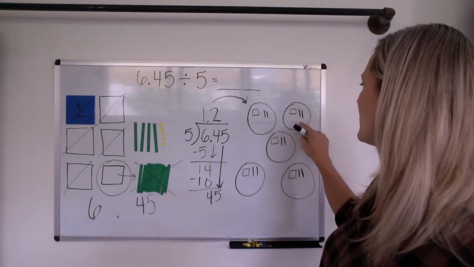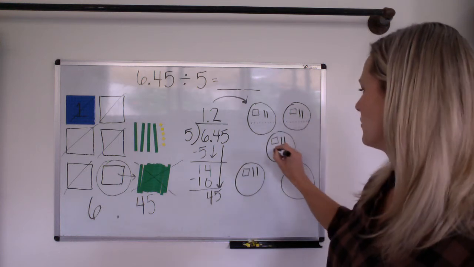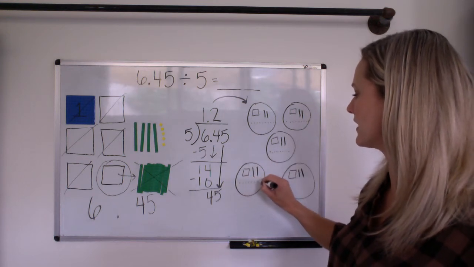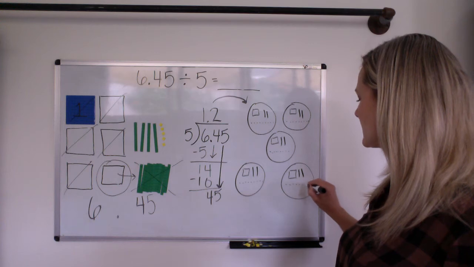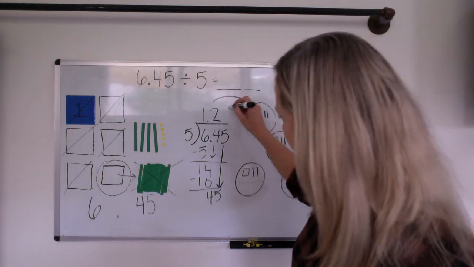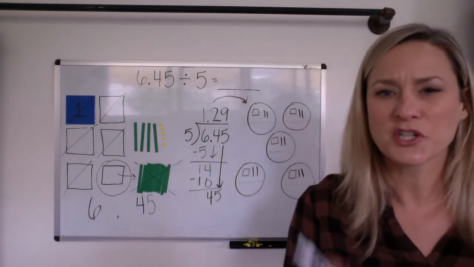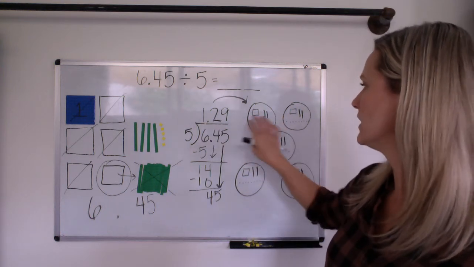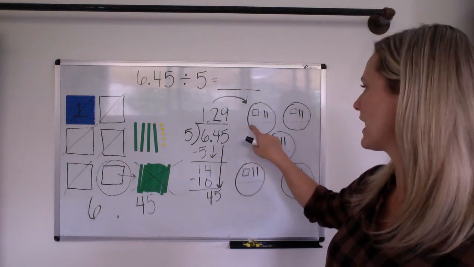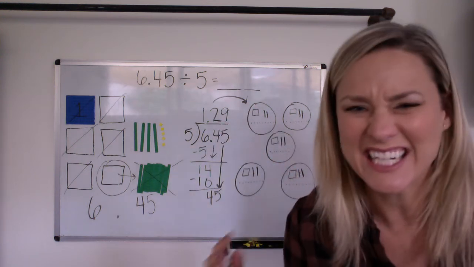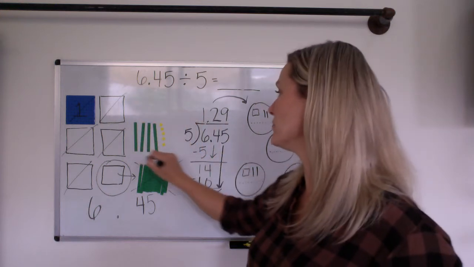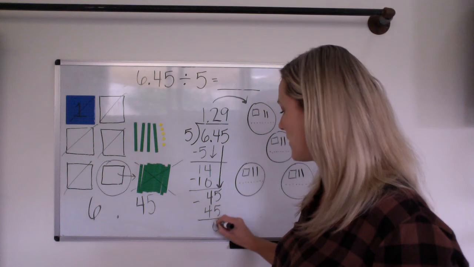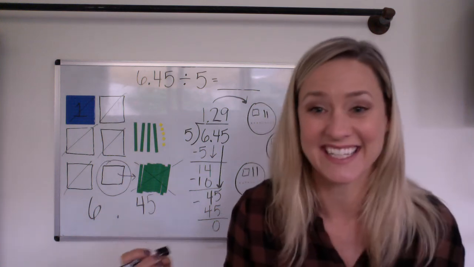1, 2, 3, 4, 5, 6, 7, 8, 9 goes into each group. Okay. So you can actually see that I have one whole, 2 tenths, and 9 hundredths in each group. And I have used up all of my 45 hundredths in that last round, so I'm going to subtract them off, and I've got nothing left.